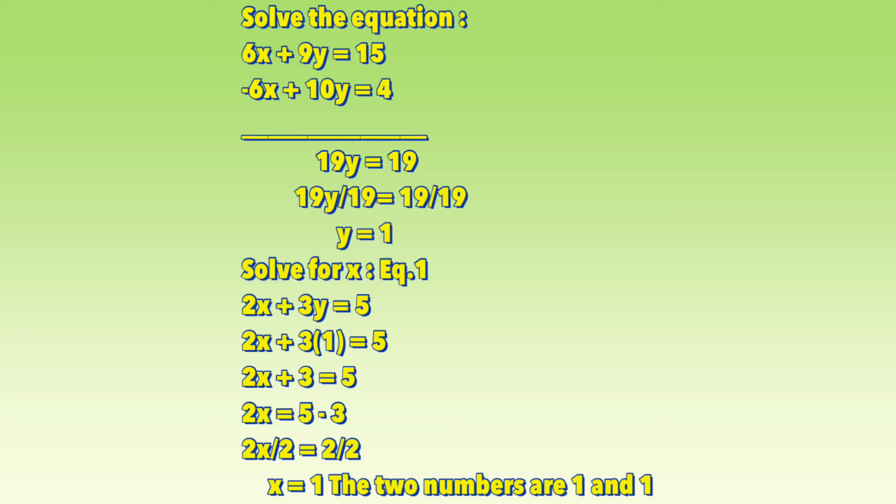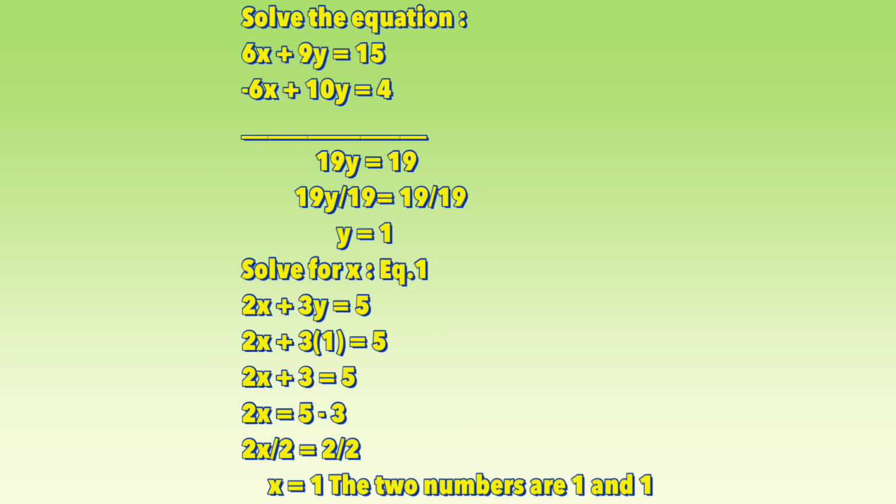Then after solving for y, we're going to solve for x. We're using equation 1: 2x plus 3y equals 5. Then 2x plus 3, and the value for y equals 1, substitute, equals 5. Then 2x plus 3 times 1 equals 3, equals 5. Then 2x equals 5. Transpose the 3 to the right side of the equation, it becomes negative 3. Then simplify, 5 minus 3 equals 2. Then our new equation is 2x equals 2.